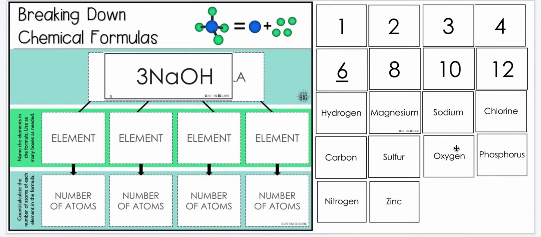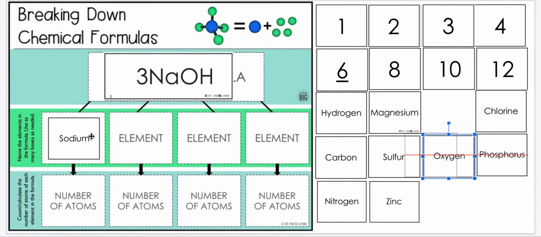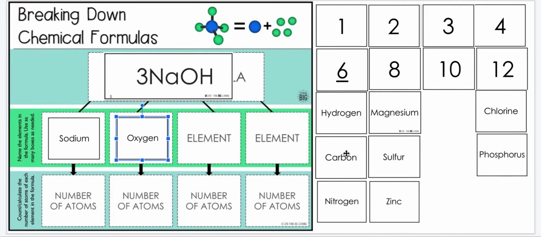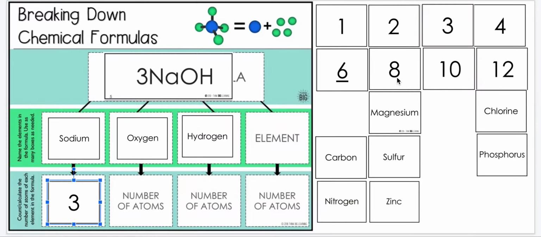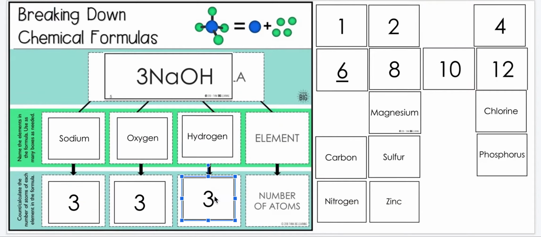3NaOH. Na is sodium. No subscript there. O is oxygen. No subscript there. And H is hydrogen. And again, no subscript there. But I know that these all have invisible 1s, and those invisible 1s are all going to be multiplied by this coefficient 3. So really, I have 3 sodiums, 3 oxygens, and 3 hydrogens.